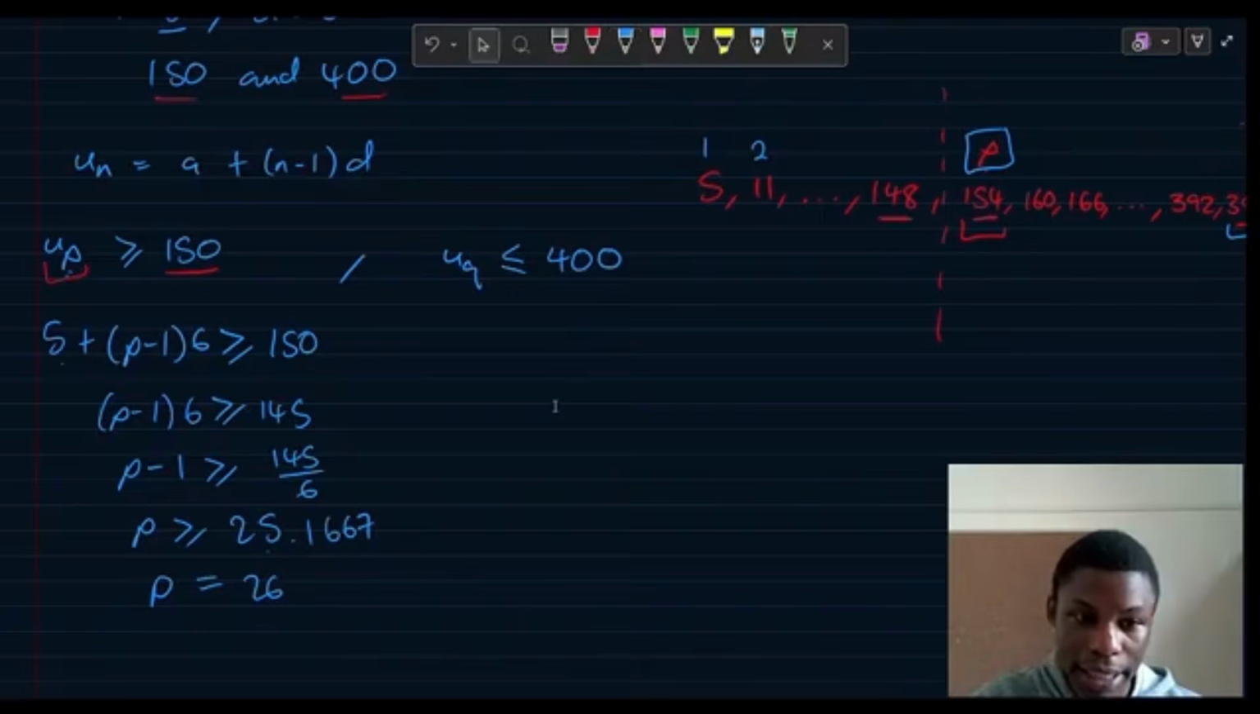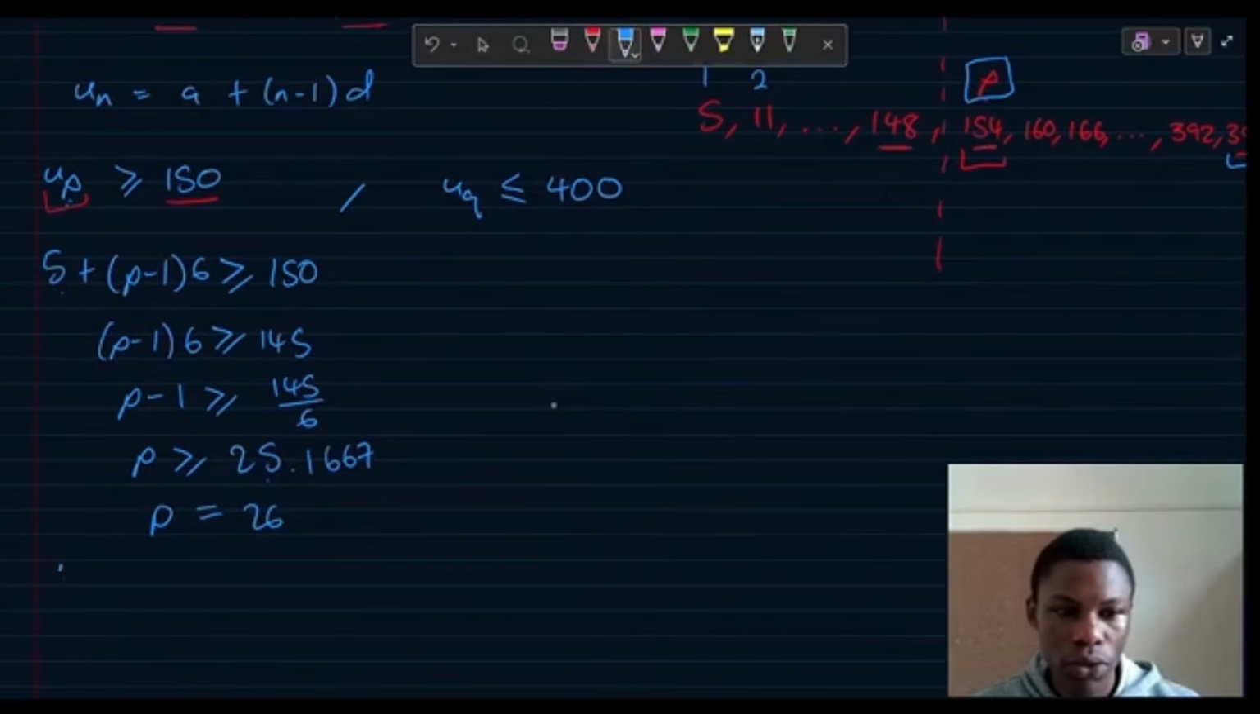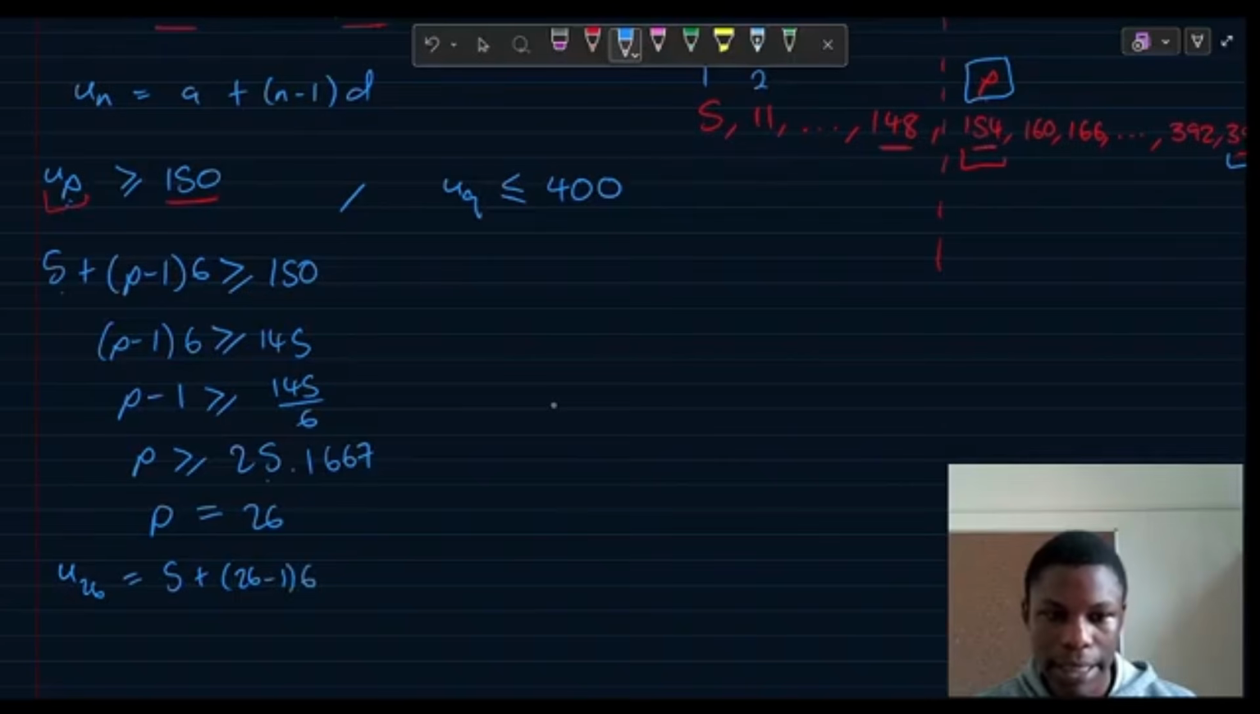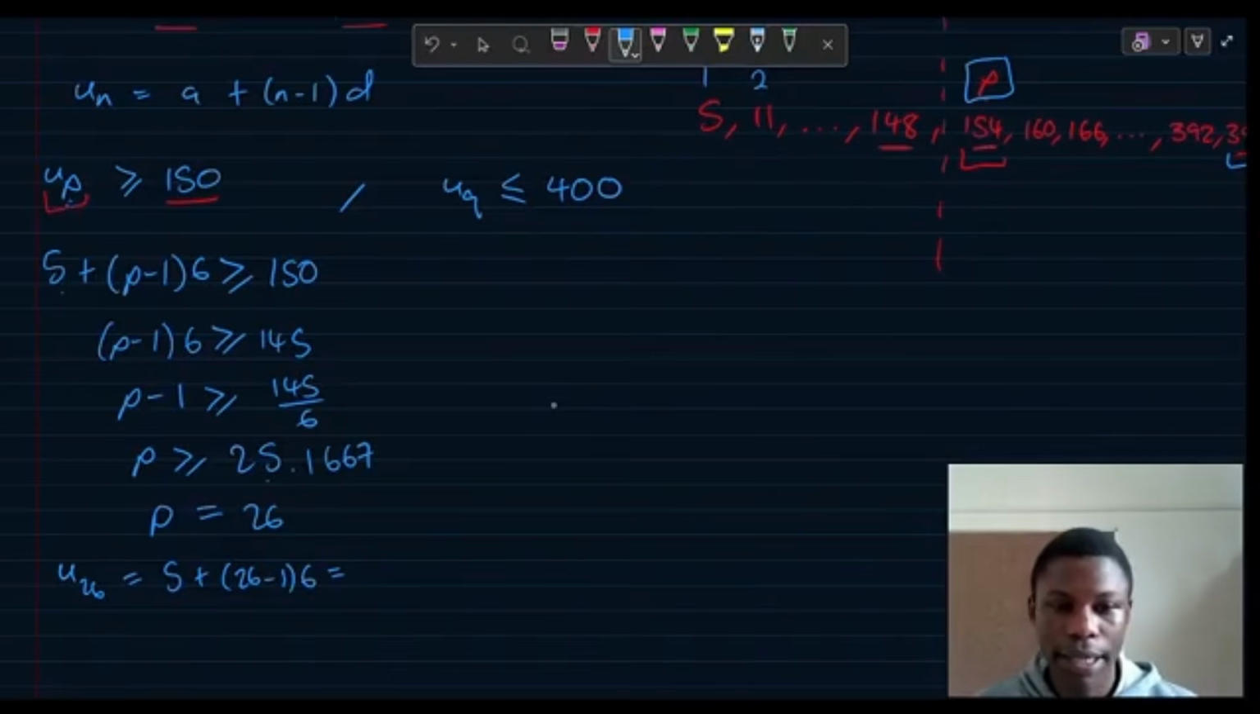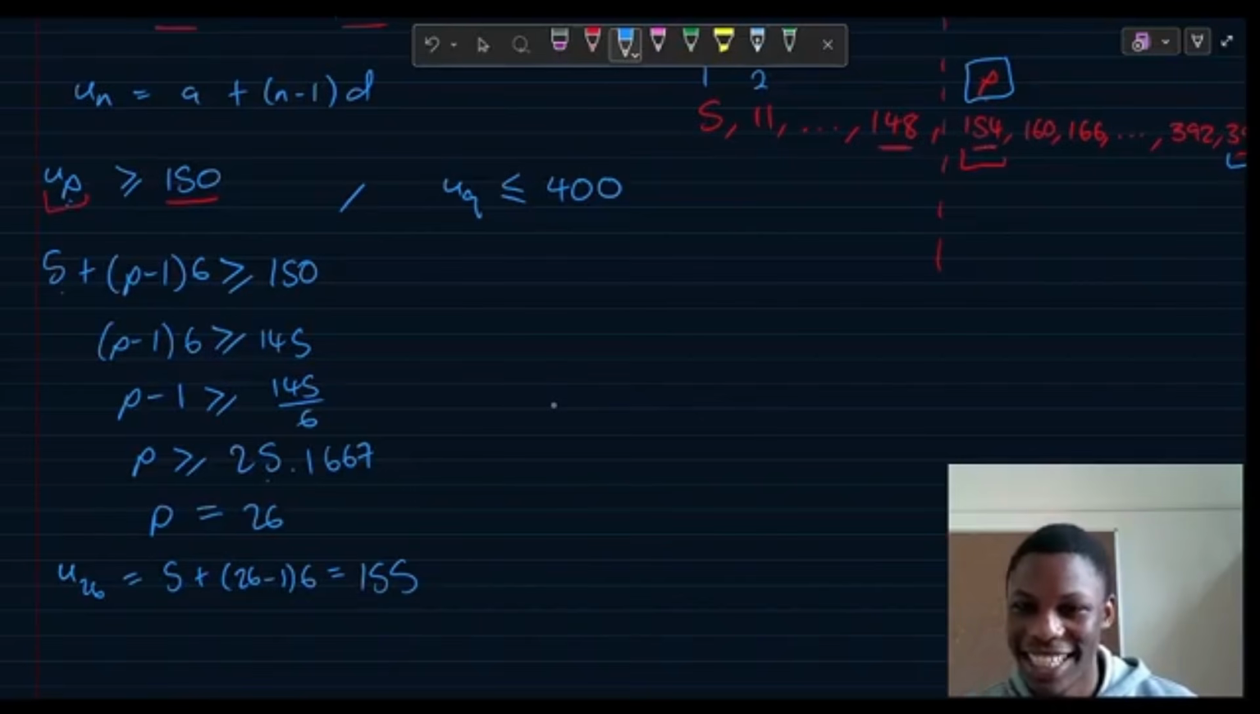And we can double check this. If we do U26, that's going to be A plus n minus 1, 26 minus 1, D. So that's 5 plus 25 times 6. That gives us 155. And so now what you notice is we're actually pretty close with our guess. The first term here is going to be 155. That's the first term that's over 150.